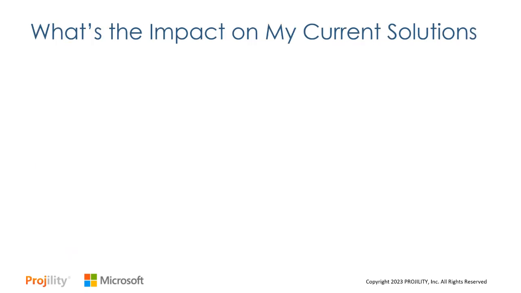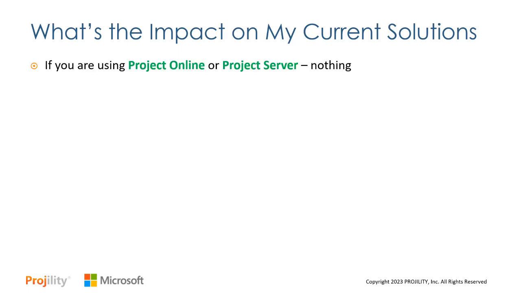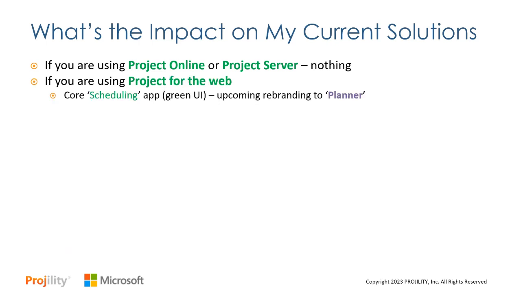So, what's the impact on my current solutions? This is a call we're having several times a day right now. We'll just walk you through the different scenarios. The first one: if you're using Project Online, or if you're using Project Server today, there is absolutely no impact. As mentioned, this is really focused on the three products we talked about before: To Do, Planner, and Project for the Web. If you're using Project for the Web, as we know, there are different flavors of this.